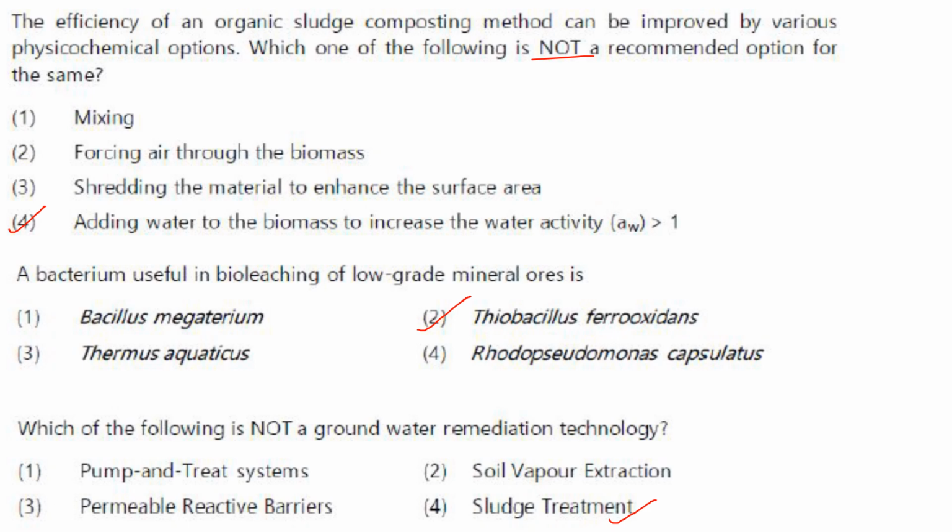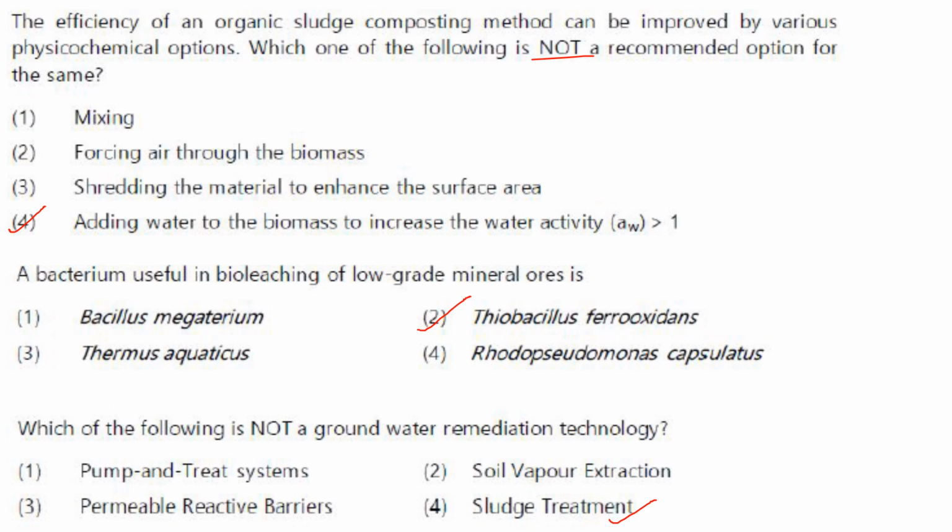Adding water to the biomass to increase the water activity, that is incorrect, because some moisture is necessary for composting, but if you add more water, excessive water can lead to anaerobic conditions, creating unpleasant odor and potentially harmful pathogens. The ideal moisture level for composting is around 50 to 60% water holding capacity, not exceeding 70%. So the answer here is option 4.